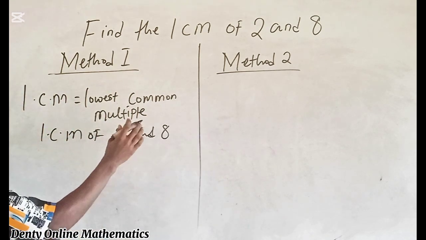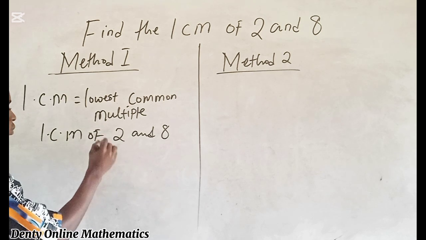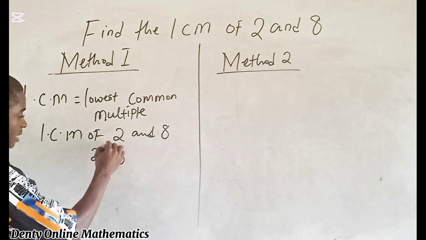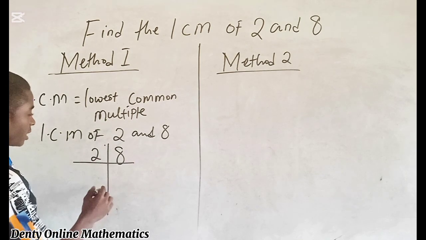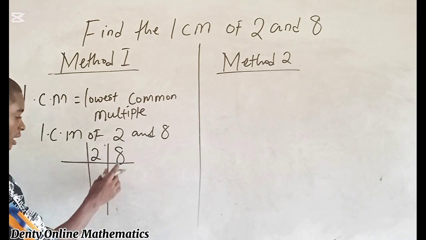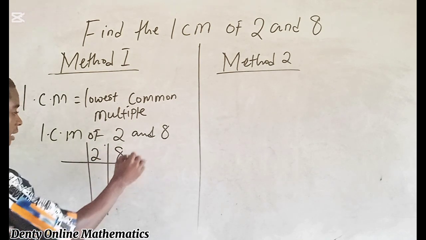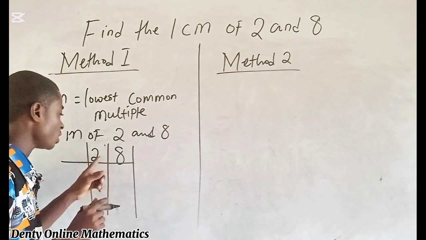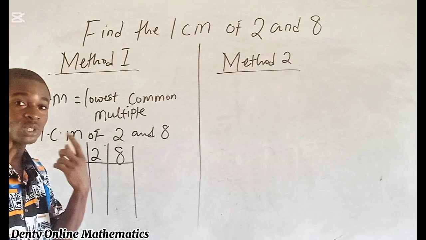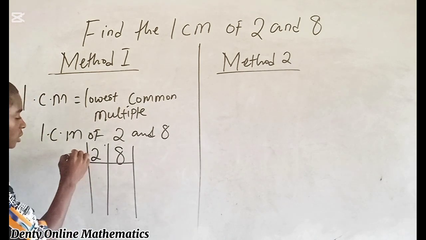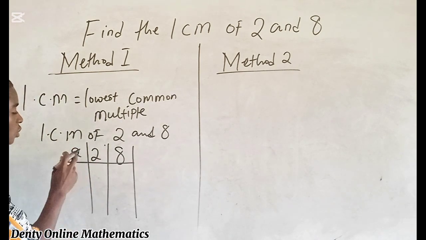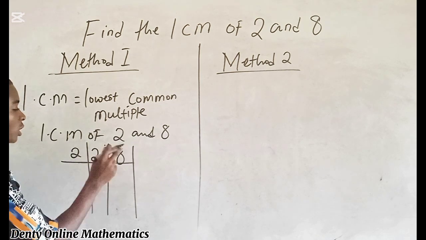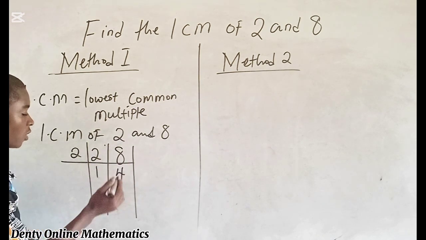You take the smaller number first, which is 2, before you take what? 8. You pick out 2 first before you write 8. Now, what is the smallest number that can go into 2 and 8? Is what? 2. Now, 2 will come here. 2 will go into 2, 1. 2 will go into 8, 4.